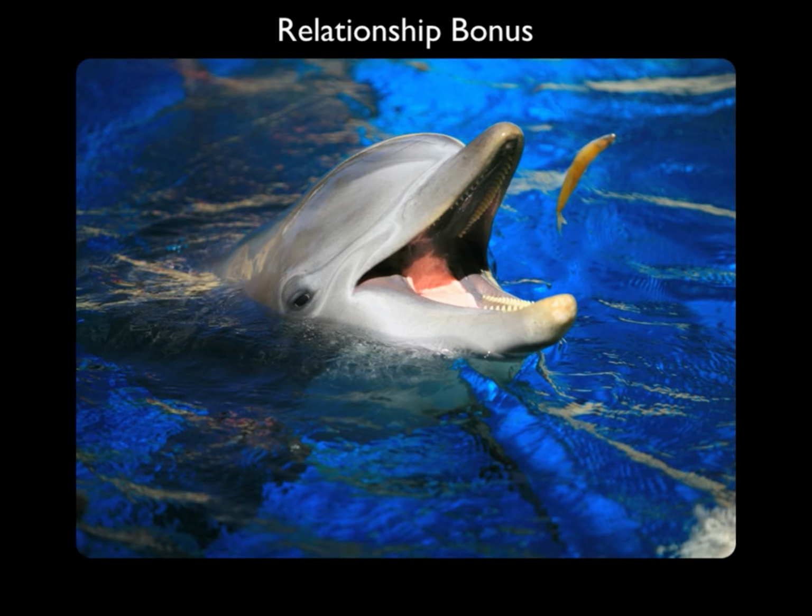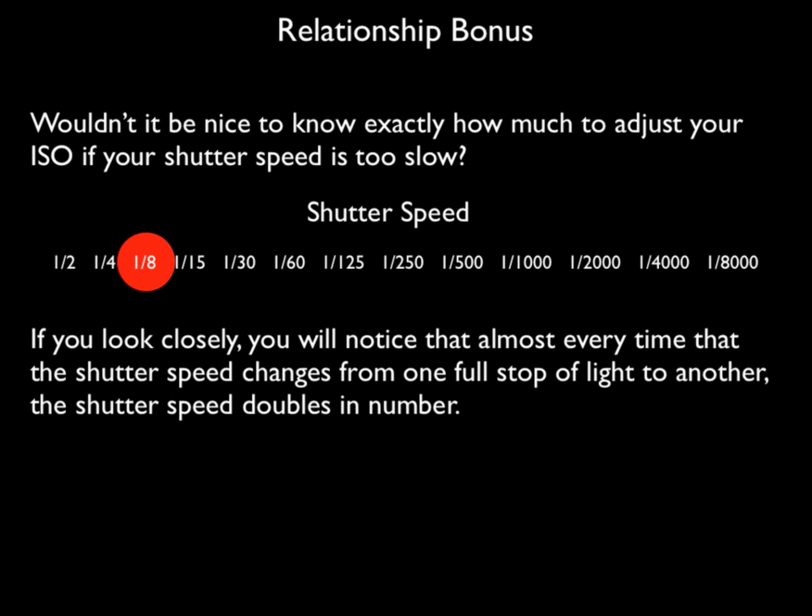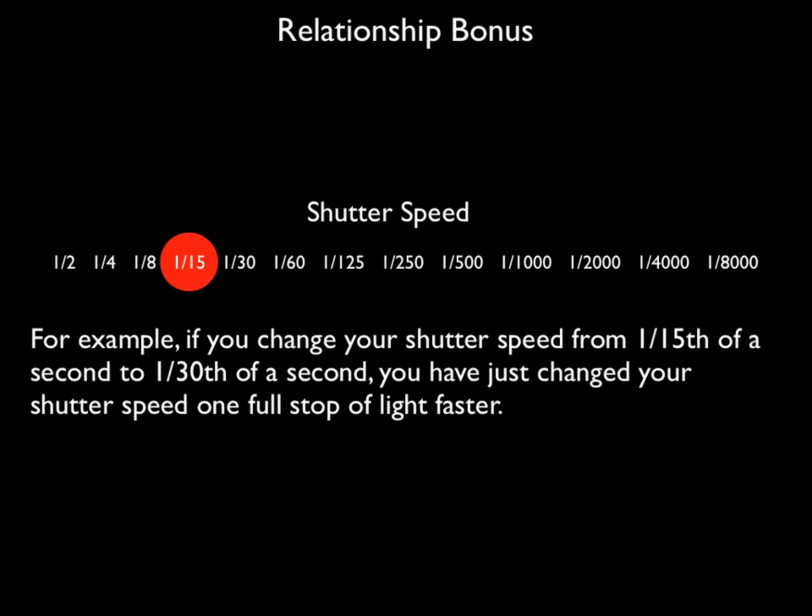Relationship bonus. Wouldn't it be nice to know exactly how much to adjust your ISO if your shutter speed is too slow? If you look closely, you will notice that almost every time that the shutter speed changes from one full stop of light to another, the shutter speed doubles in number. For example, if you change your shutter speed from 1/15th of a second to 1/30th of a second, you have just changed your shutter speed one full stop of light faster.